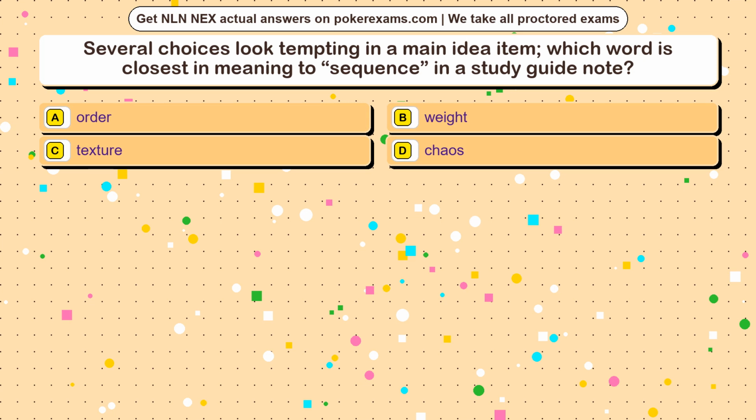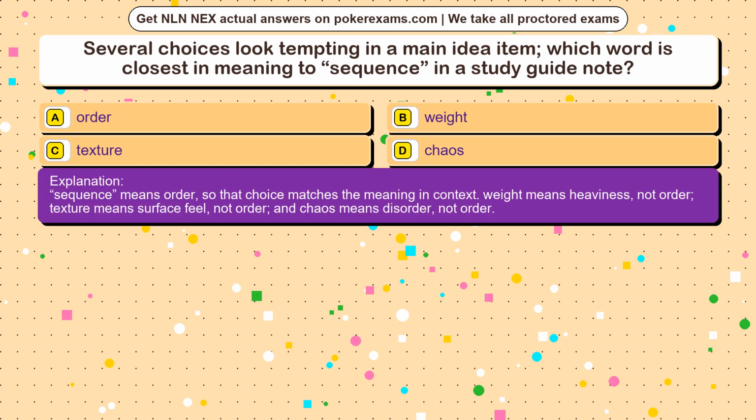The correct answer is option. Sequence means order, so that choice matches the meaning in context. Weight means heaviness, not order. Texture means surface feel, not order, and chaos means disorder, not order.